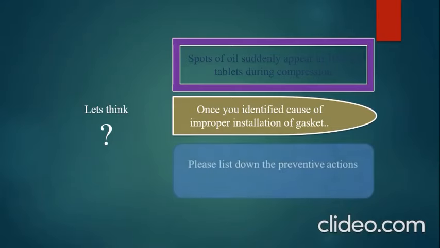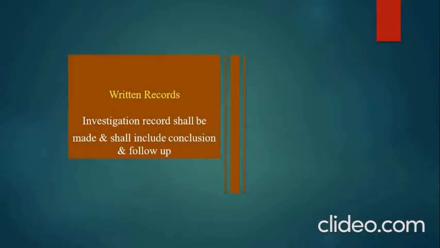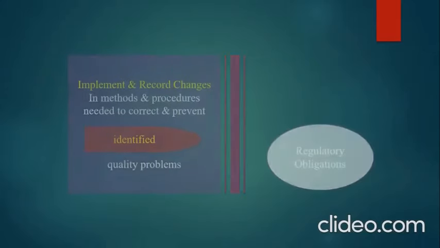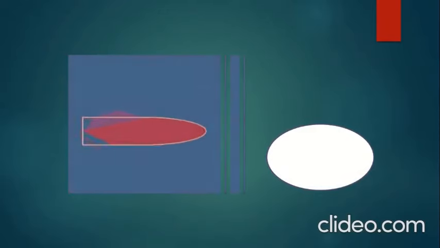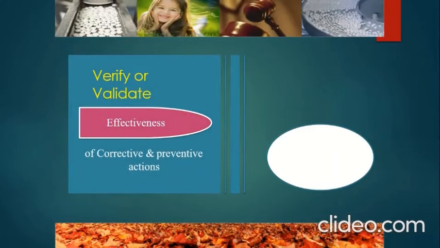After completing the investigation, there shall be a record that includes the conclusion and follow-up. After the investigation, the next step will be corrective action and preventive action. Implement and record the changes. After implementing the corrective and preventive action, we need to check whether the corrective and preventive action are effective or not.